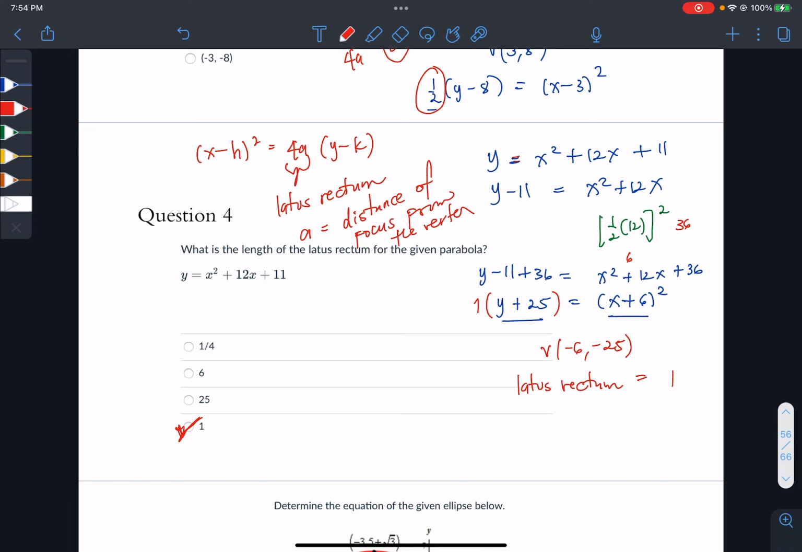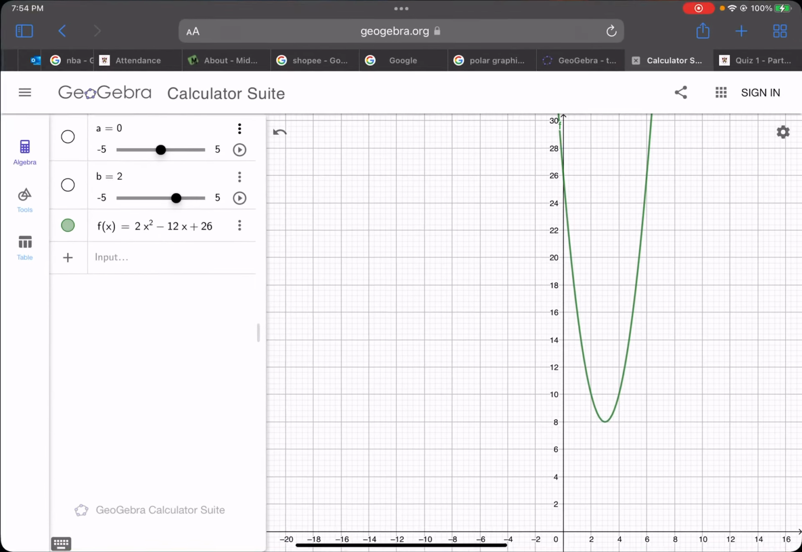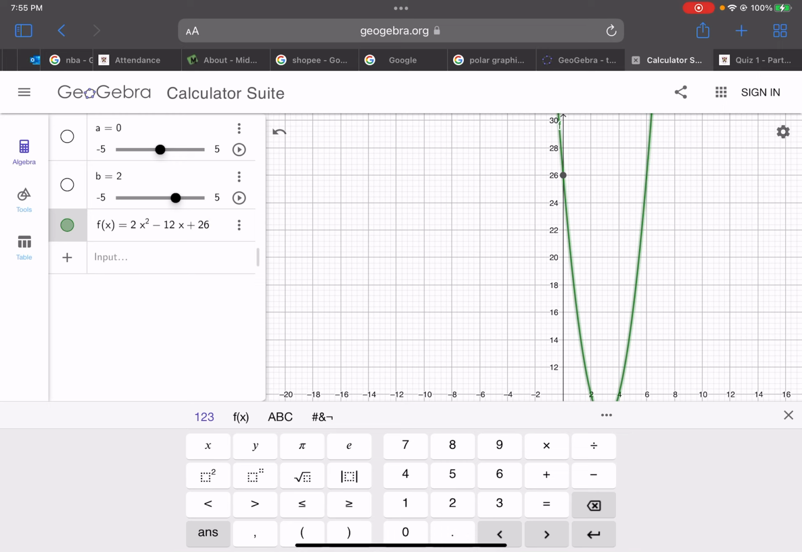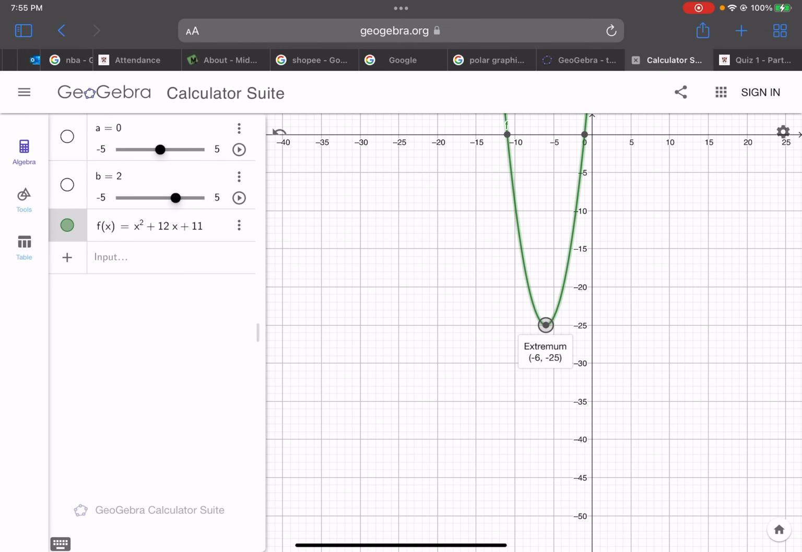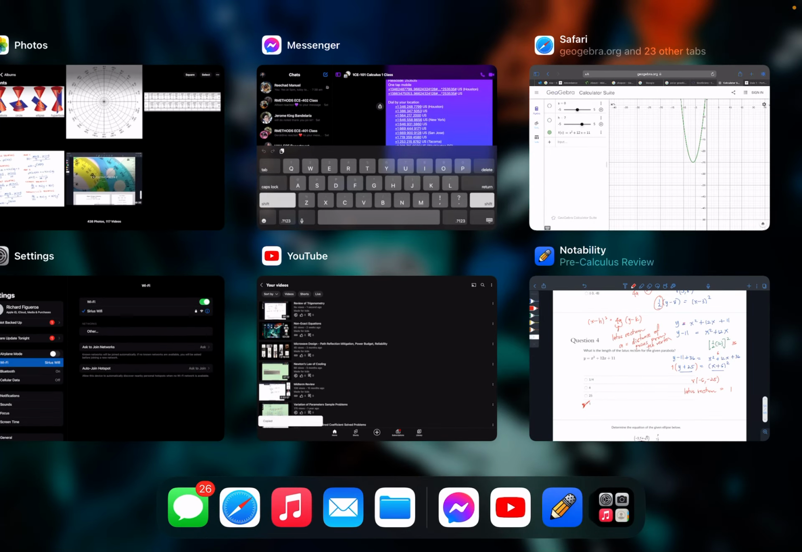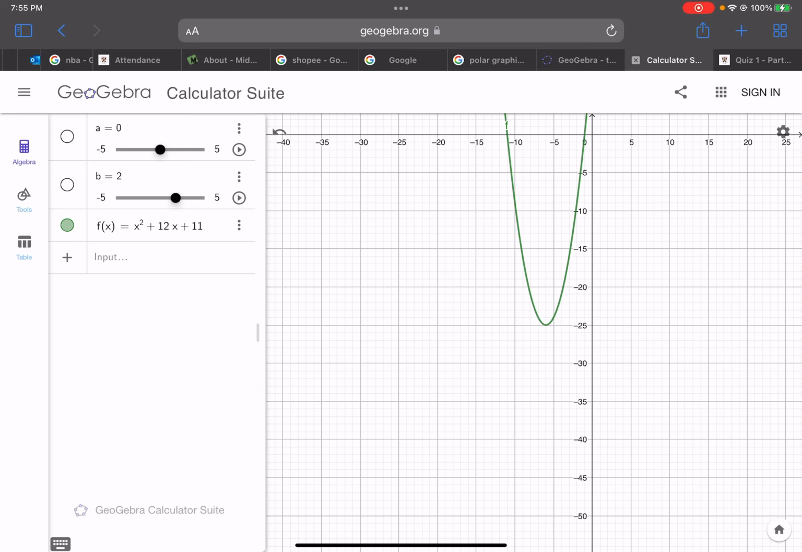So anong opening niyan? So again, positive pa rin ito. So this is opening upward. Ang vertex niya is negative 6 and negative 25. So anong itsura niya? So it's x squared plus 12x plus 11. So yun. Vertex na is negative 6 and negative 25. So opening upward pa rin. Negative 6 and negative, tama. So negative 6 and negative 25.